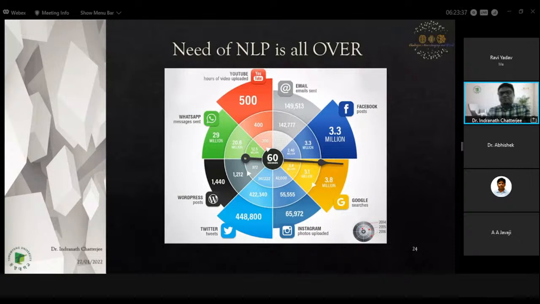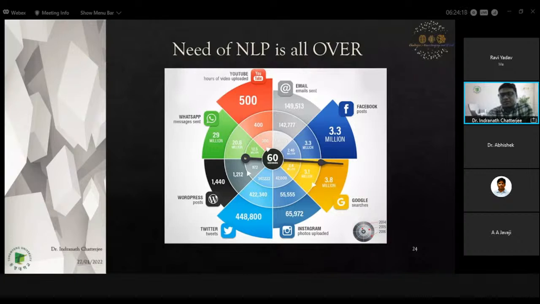We actually need to understand what the whole world is doing right now. To understand the mentality and the psychology of human beings, we have ample opportunity. And believe me, all these things are publicly available data. So we can use our NLP technology to understand and do a lot of things. And for that, more and more stable and robust NLP algorithms are very much needed.